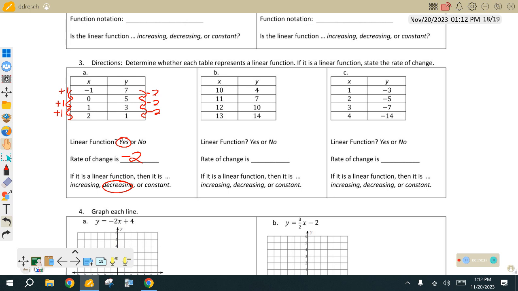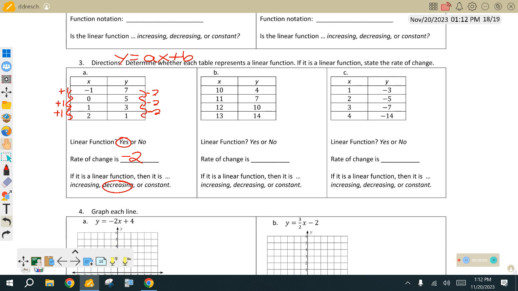Now I'm going to add on one other question to this. Let's write our equation here, just like we did a minute ago. What is our equation that goes with linears? Y equals what? Y equals AX plus B. Slope, and then the y-intercept.